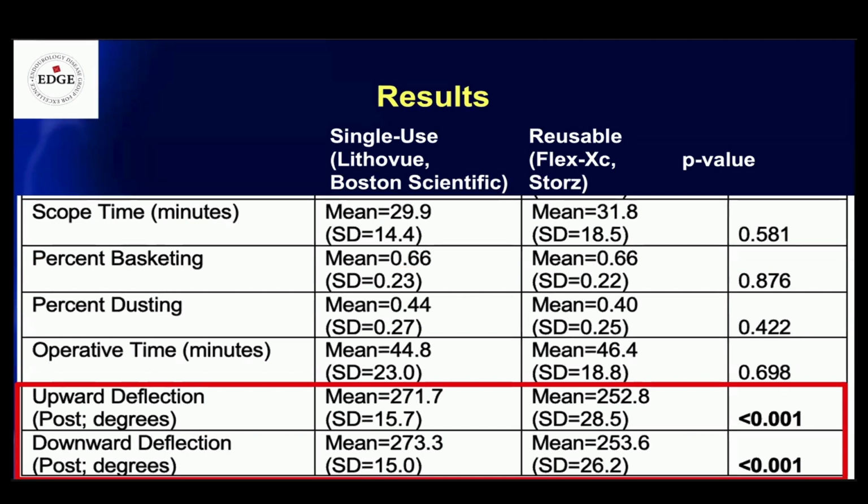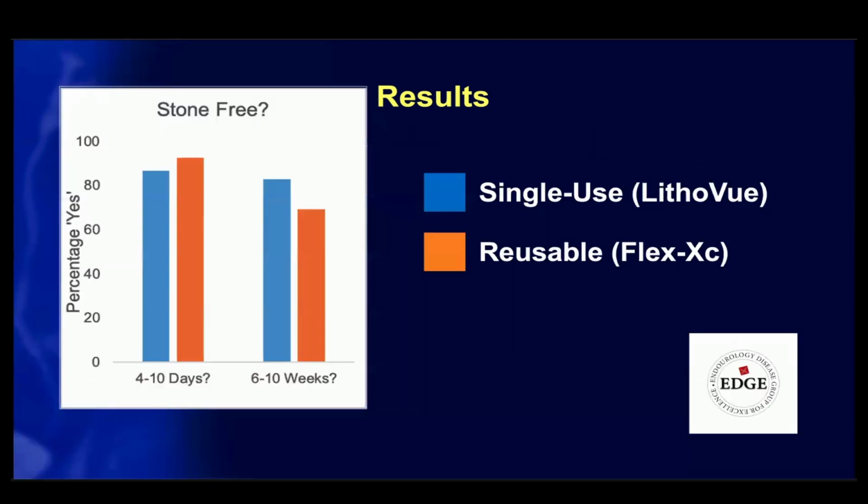Because it's a new scope every time, you don't lose deflection over time, the cables don't get stretched, and you're still able to use it very well and reach every area of the kidney. So this was the only difference. In terms of operative time, basketing versus dusting was all very similar. In terms of the stone-free rates, we measured immediately, between 4 to 10 days, and then 6 to 10 weeks afterwards. It was actually very, very similar between the two groups.